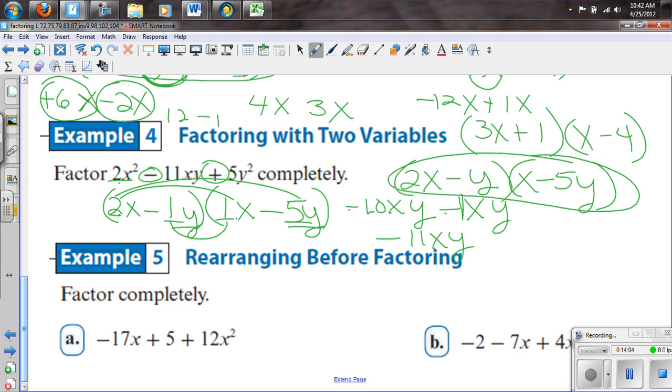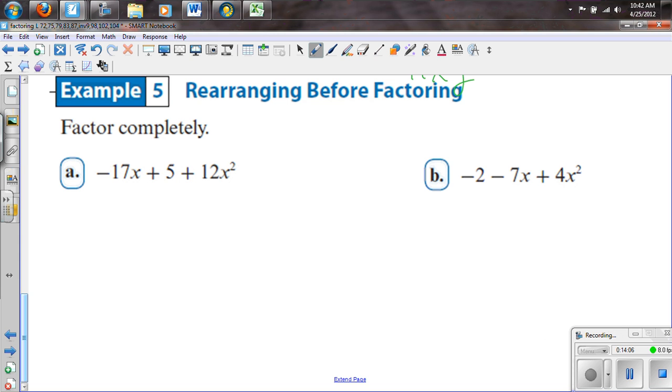Rearranging before factoring. Again, if you remember from the last lesson, these need to be in a particular order in order to do this factoring. And we always need them in descending order according to the variable. So I'm just going to rearrange these. Here's my x squared, here's my x, here's my 5. So 12x squared minus 17x plus 5.